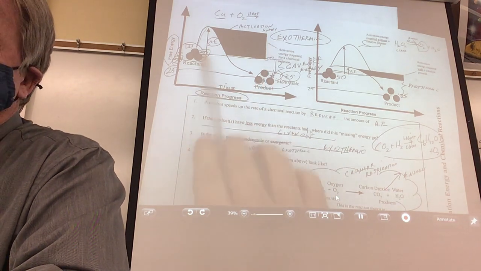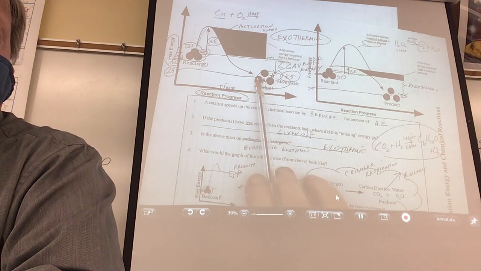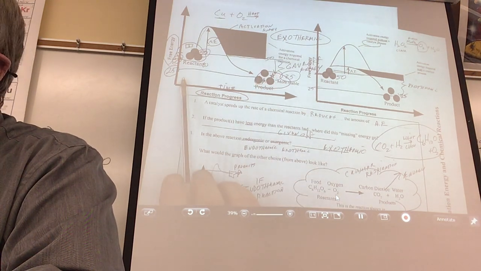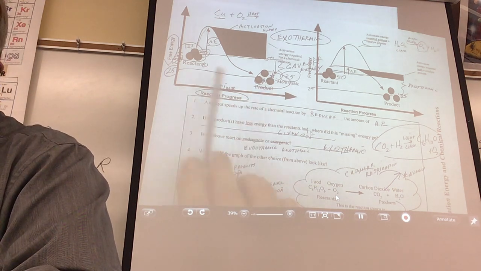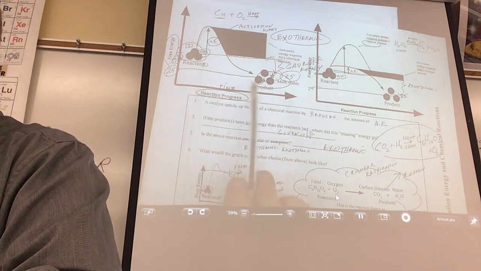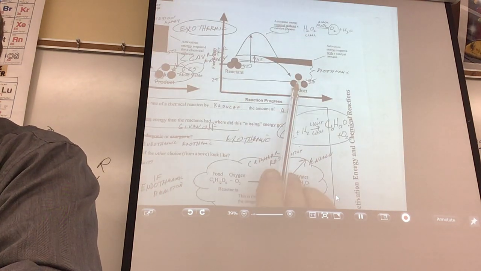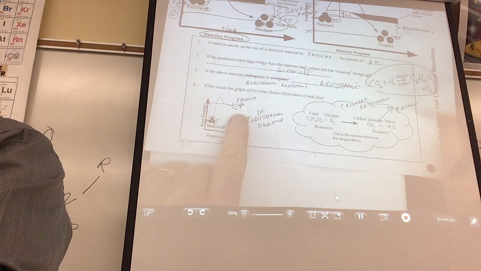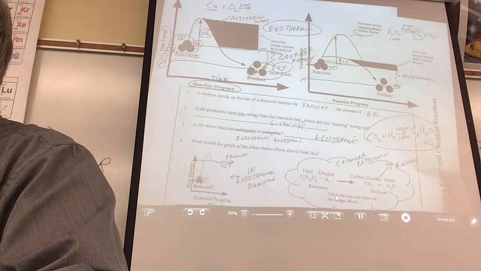What are these and what are these? If this is before the experiment happened, before the reaction took place, and this is when it's done, then these are what? Reactants. What are these? Products. And same thing here. What are these? And products. And even the one you did down here, reactants and products. And I got that down.